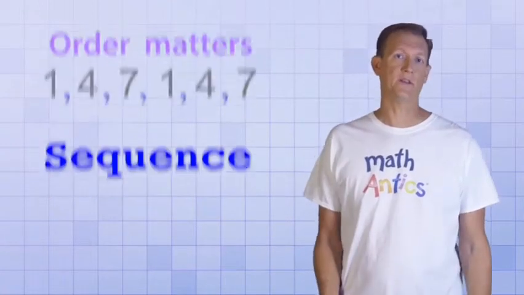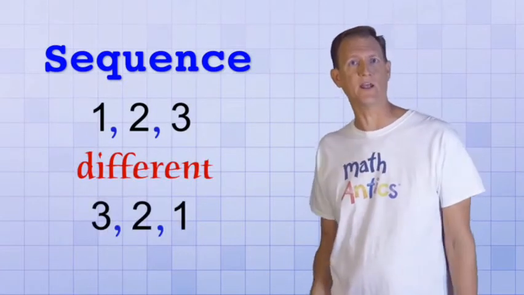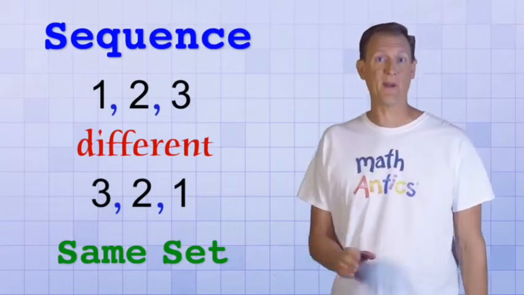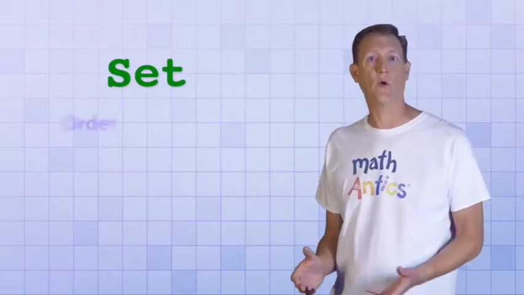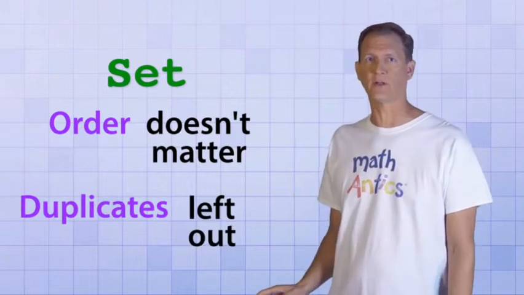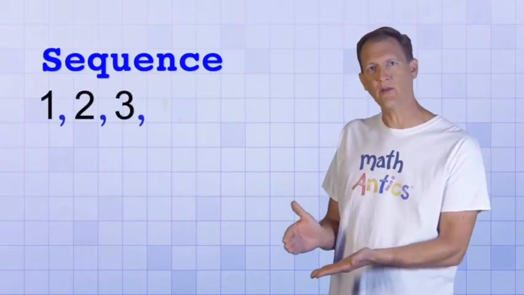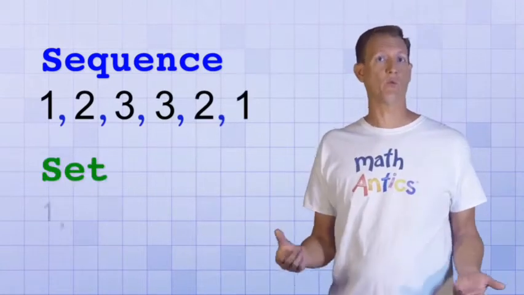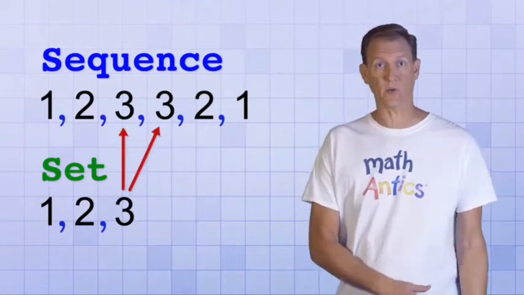For example, the sequence 1, 2, 3 is different than the sequence 3, 2, 1, even though they each contain the same set of numbers. And in math, the word set refers to a group of numbers or elements where the order doesn't matter, and where any duplicates are left out. For example, if you had the sequence 1, 2, 3, 3, 2, 1, the set of numbers in that sequence is just 1, 2, 3, even though each number occurred twice in the sequence.